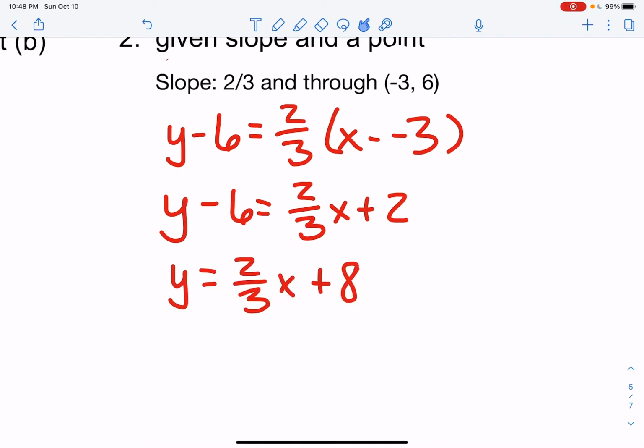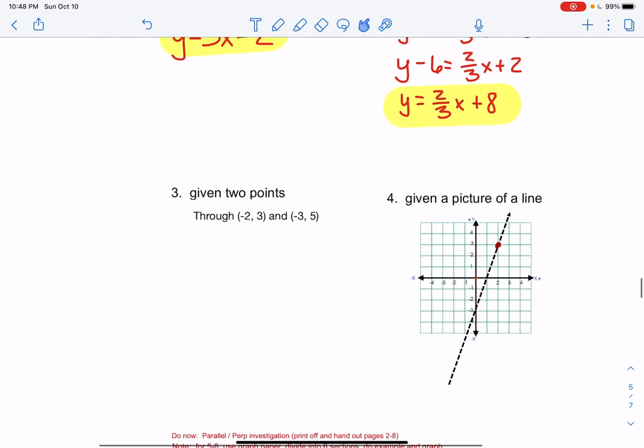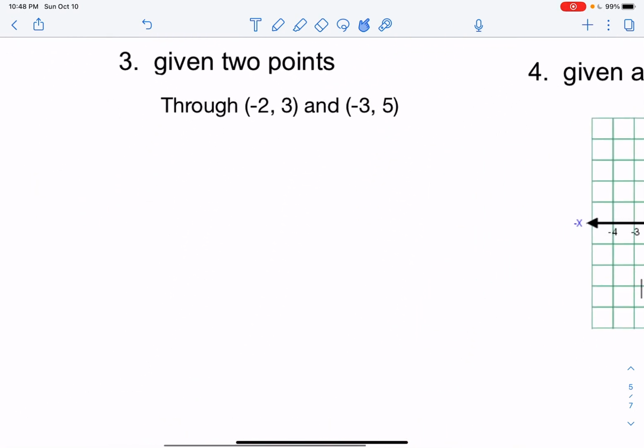And then I got to add my 6 to both sides. So I get y equals 2/3 x plus 8. Always get y by itself, because now I have it in slope-intercept form. My slope is 2/3, my y-intercept is 8. If you're given 2 points, what is the only thing you can find? Slope. If I can find the slope of that line, now I have a slope and I have a point, so I can put it into point-slope form.